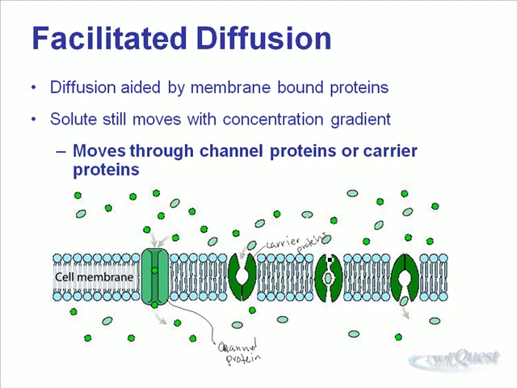So, the important part with facilitated diffusion is it's still moving solute, and solute would be the substance dissolved in water. For us, we're talking mostly about ions and nutrients that are dissolved in the water or in the cells that need to be carried in. So this is still movement with the concentration gradient.